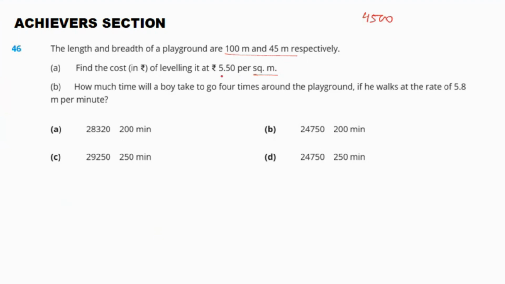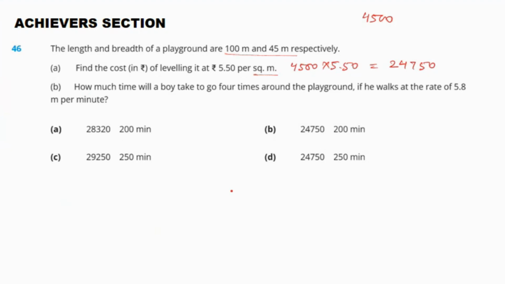And the cost is what? 5.50 per meter square. So for that we need to multiply 4,500 by 5.50. If we multiply 4,500 with 5.50, we will get 24,750.